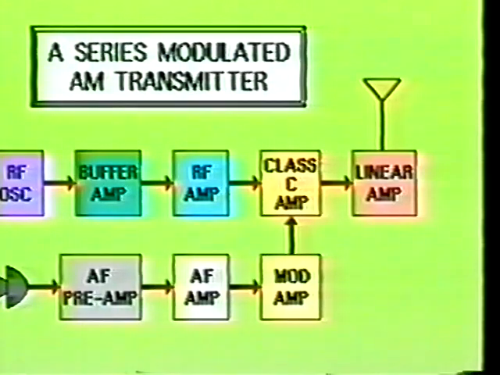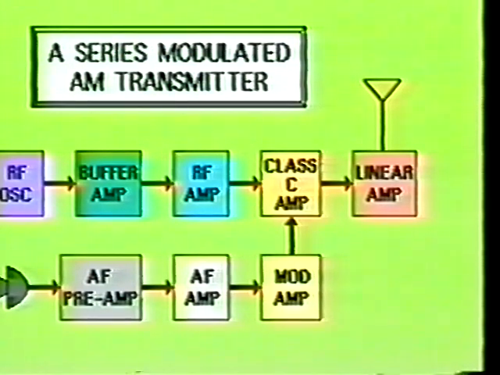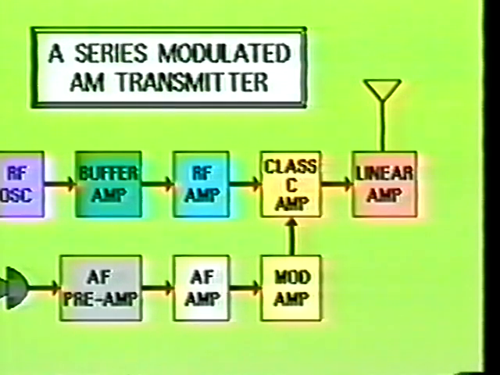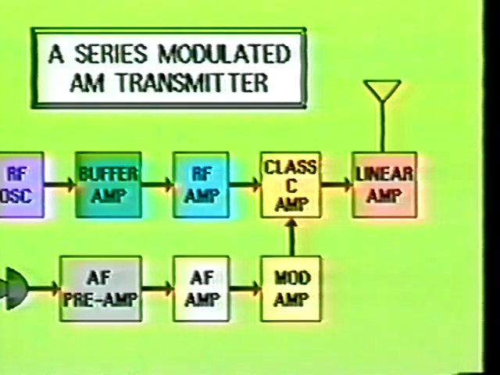Here you see a block diagram of a simple series modulated AM transmitter. To reduce the frequency modulation in the AM transmitter, it is necessary to place one or more buffer stages between the RF oscillator and the modulated Class C amplifier stage. As a precaution, all stages should be adequately shielded and neutralized for proper operation of this circuit.